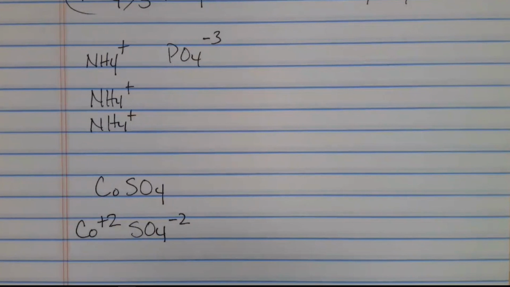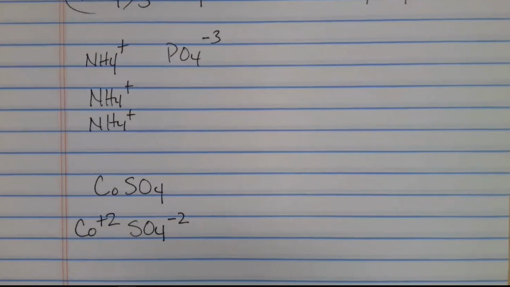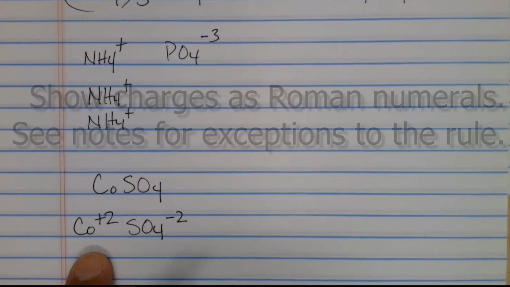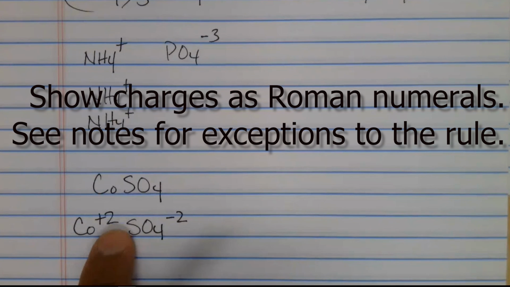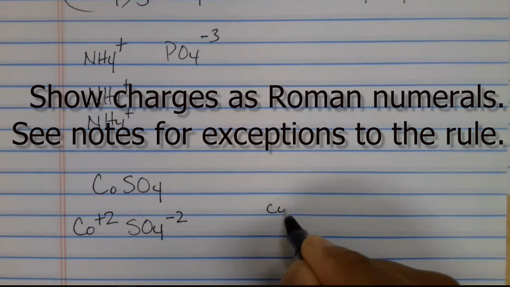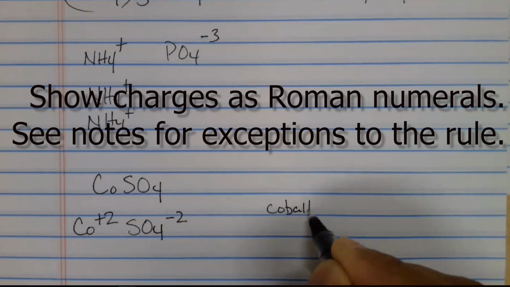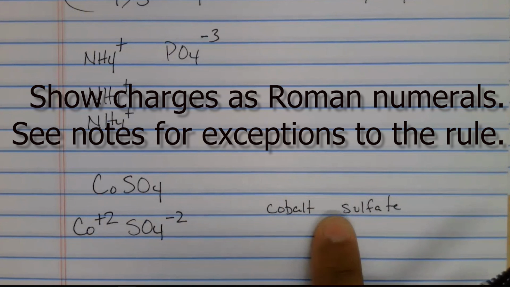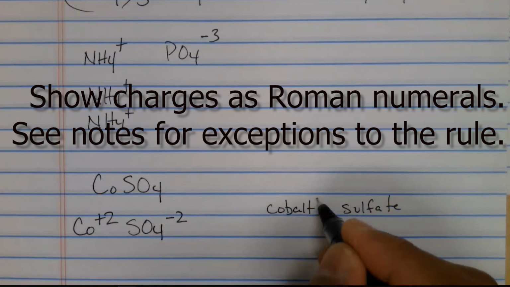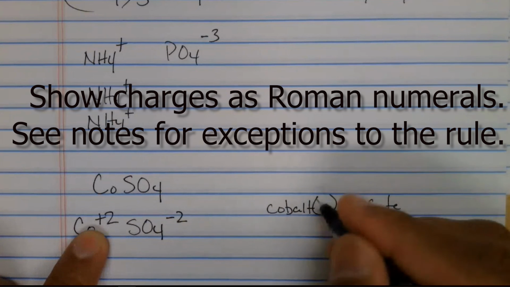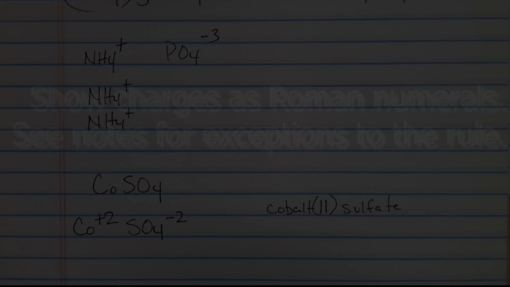All right, now let's name it. And if you have your notes, you can follow along, but I'll show you here. With transition metals, you have to tell the reader what the charge is. So you can't just say cobalt sulfate. You can't do that. So what we're going to do is we're going to put Roman numerals in here, and the Roman numeral is going to tell us what the charge is.